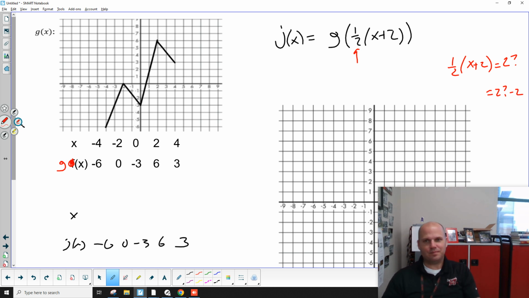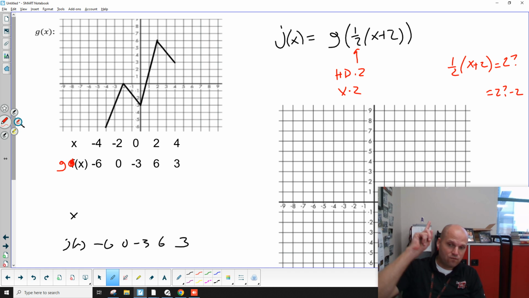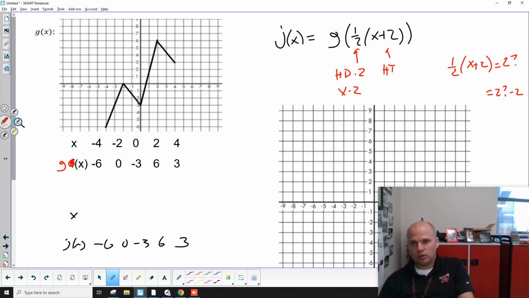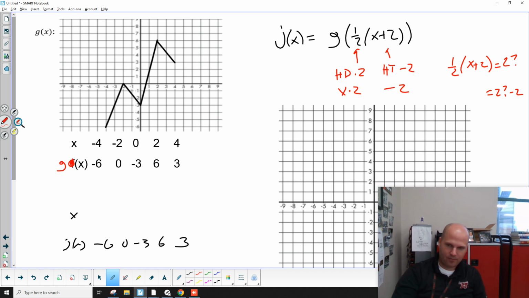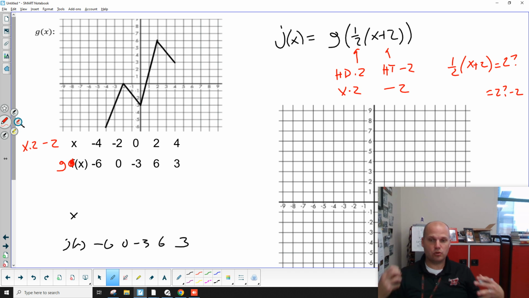This is the idea behind this being a horizontal dilation by times 2, taking your x's, multiplying them by 2 first, then horizontally translating them left 2, or subtracting 2 after, because we're undoing what's being done. I want to take my x's, multiply them by 2, and then subtract 2. I'm using the inverse function to undo, unmap, kind of reverse map. -4 times 2 is -8, minus 2 is -10.